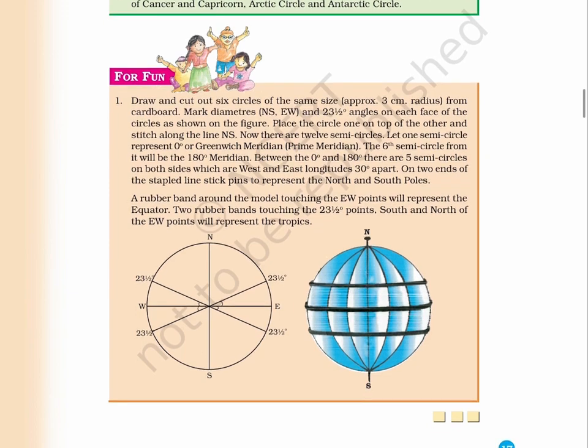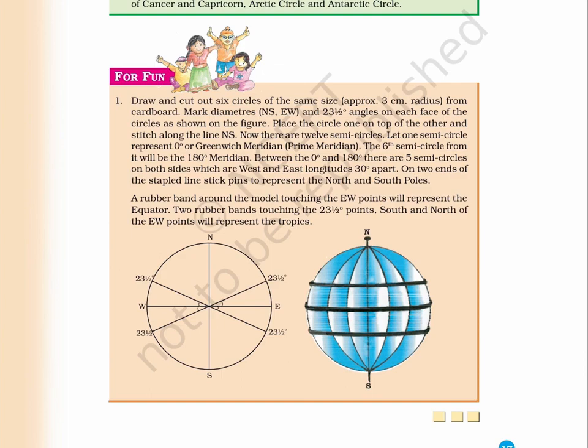draw and cut out 6 circles of the same size, approximately 3 cm radius, from cardboard. Mark diameters north, south, east, west and 23.5 degrees angles on each face of the circles as shown in the figure. Place the circle one on top of the other and stitch along the line NS. Now there are 12 semicircles.